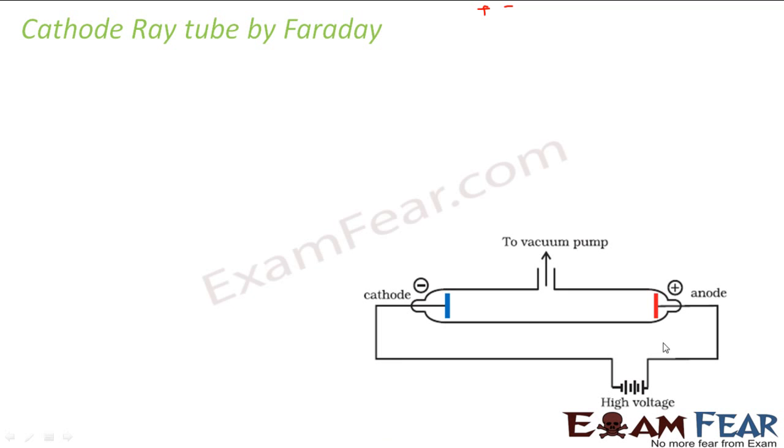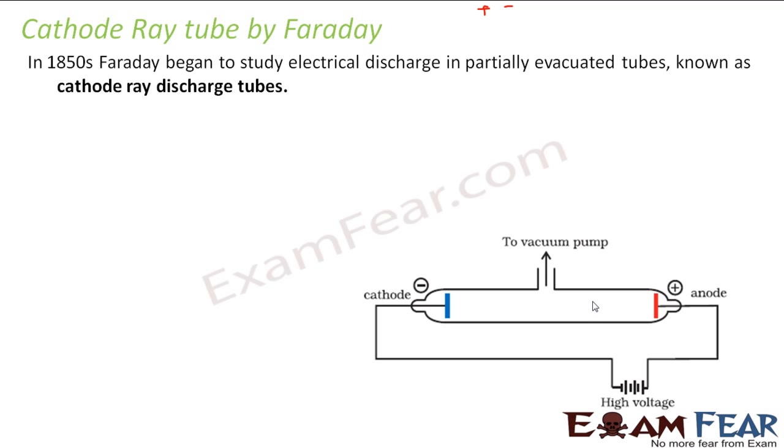ray tube. A cathode ray tube is a tube which is a vacuum. It has two metals here. One is the cathode, one is the anode, and they connect to a high voltage and they decrease the pressure here. In the 1850s, Faraday began to study the electrical discharge of these tubes, and this tube is called a cathode ray discharge tube.